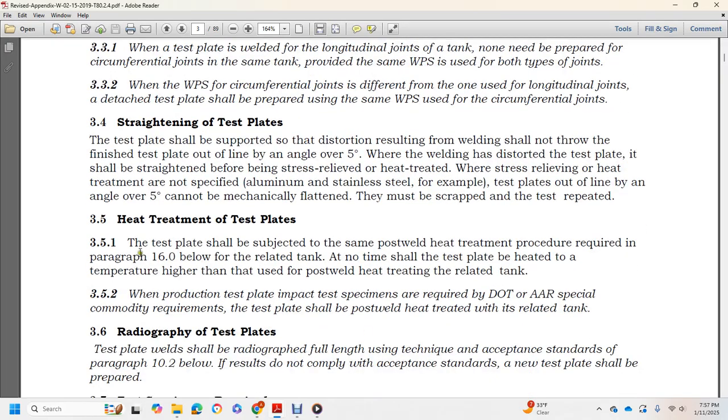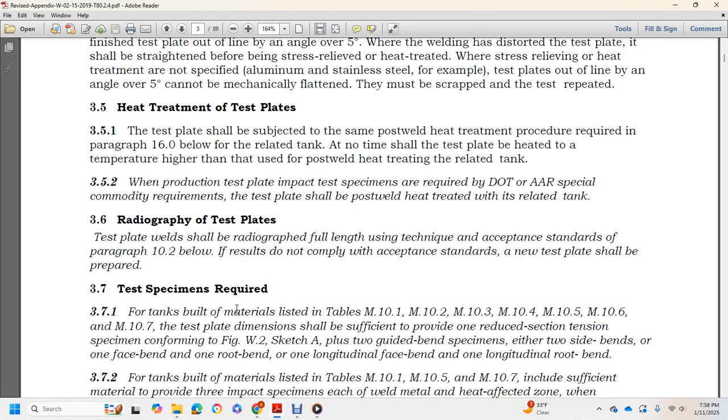Heat treatment of test plates. The test plate should be subject to the same post-weld heat treatment procedure required in paragraph 16 below, but at no time should the test plate be heated to a temperature higher than that used for post-weld heat treating the related tank. When procedure test plate impact test specimens are required in the special commodity requirement, the test plate should be post-weld heat treated with its related tank. Radiograph of test plates. Weld should be radiographed full length using technique and acceptance standards in paragraph 10.2 below. If the results do not comply with the acceptance standards, a new test plate should be prepared.